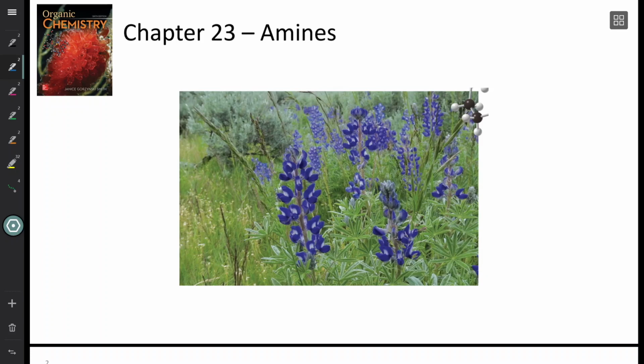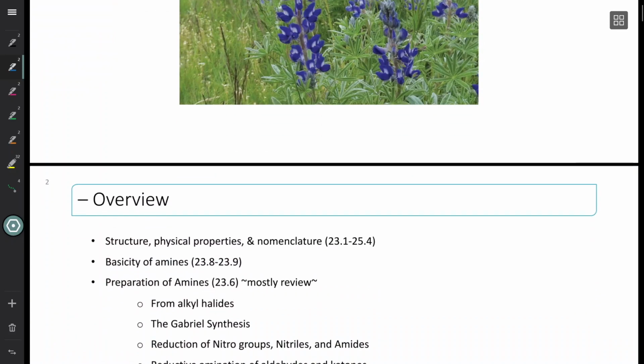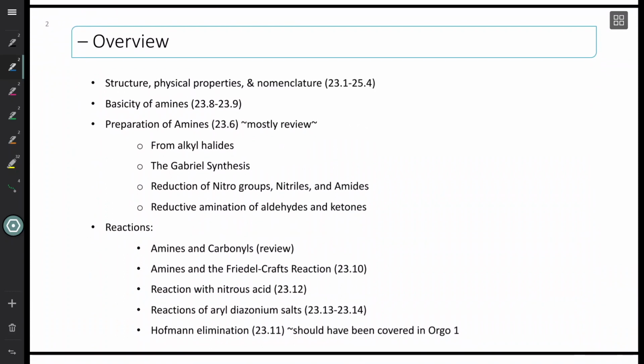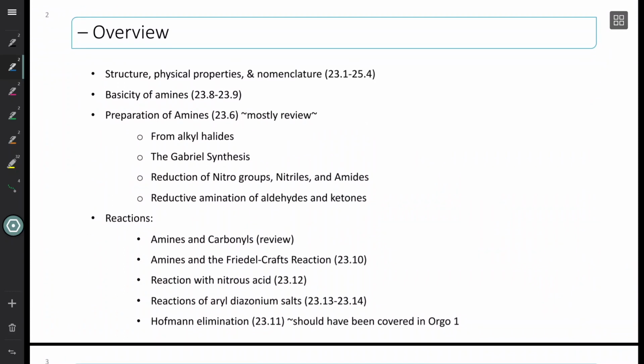Some of it is review, some of it is looking at reactions that you've already seen, and some of it is new or new applications of amines that we kind of skipped over before. This is just an overview of all the sections. I'm going to start with structure, physical properties, and nomenclature. I won't test you on nomenclature, but we should cover it since it's on its ACS content.